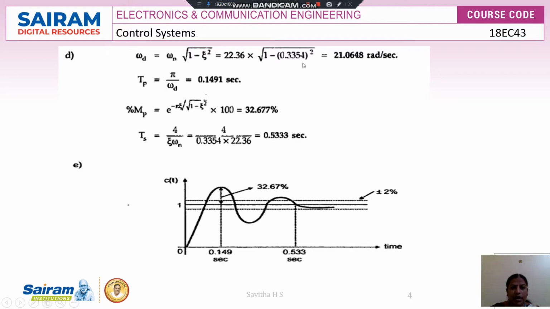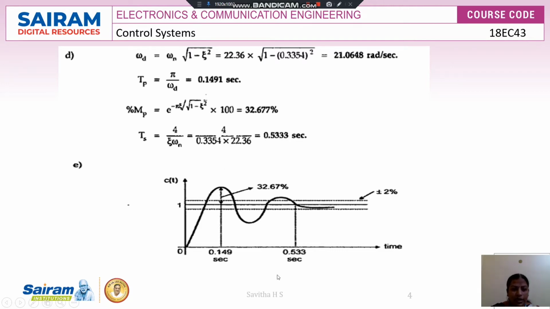So substituting the values, I'll get omega d as 21.0648 radians per second. The peak time formula is pi by omega d, so this is 0.1491 second. The maximum overshoot is e to the power of minus pi zeta divided by square root of 1 minus zeta square, into 100. Already we found the value of zeta. If I substitute, the maximum overshoot will be 32.66677%. Then the settling time is 4 by zeta omega n, so this value I'll get as 0.533 second.